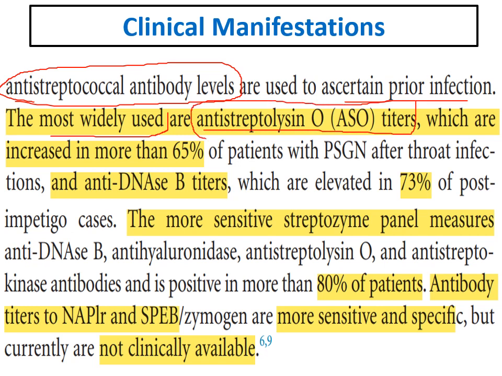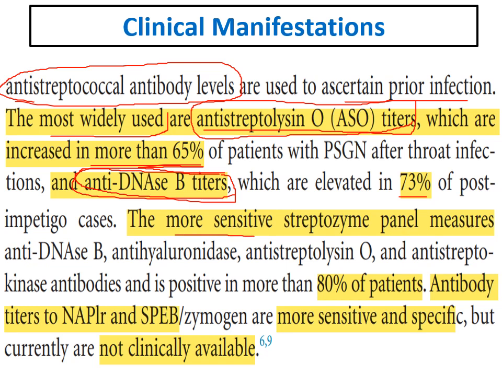Very important, anti-streptolysin O titer will be high in more than 60% of patients. Another antibody which we can measure is the anti-DNase B titer, which will be elevated in around 73% of post-impetigo cases. So anti-streptolysin O titer in more than 65% and anti-DNase titer in more than 70% of cases.